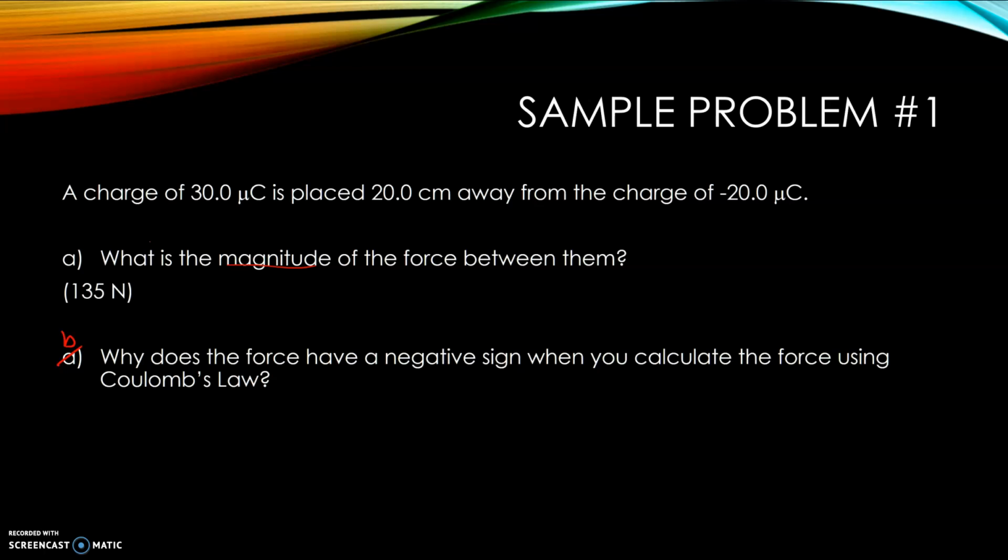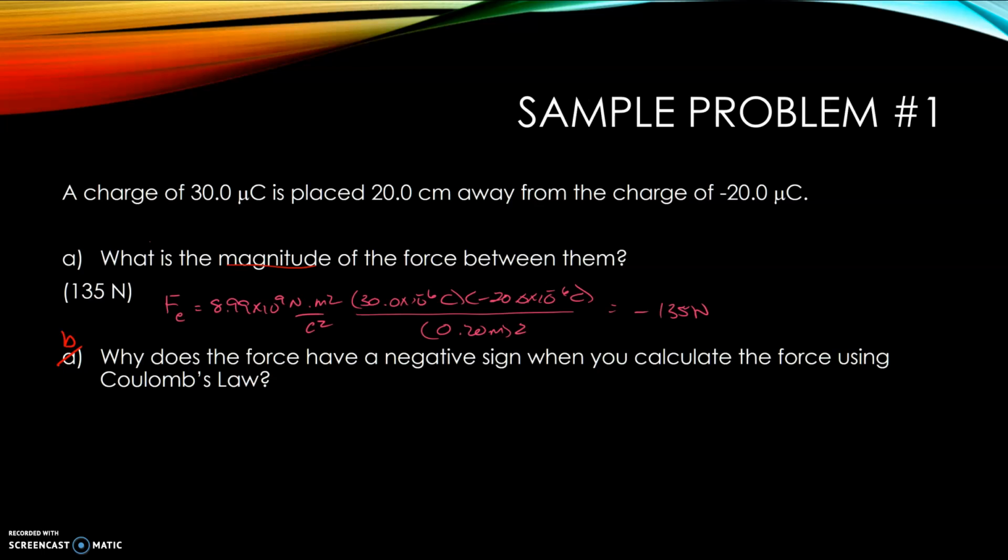Okay, so when we look at the magnitude of the force between them, the magnitude of the force is going to be 135 newtons. And that is shown right here. So this is Coulomb's law. This is our K. Notice that we have to use 10 to the minus 6 because that's what this micro means right here. So 30 times 10 to the minus 6 coulombs times negative 20 times 10 to the minus 6 coulombs.